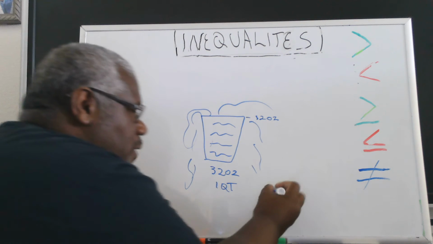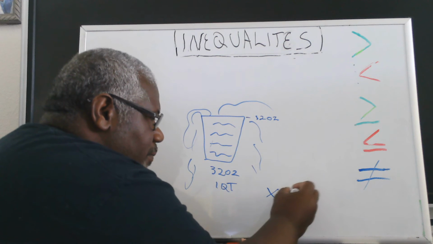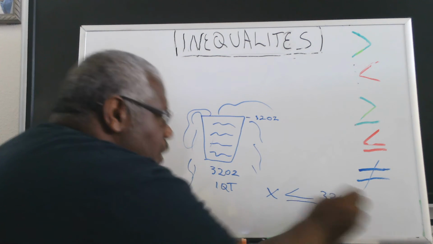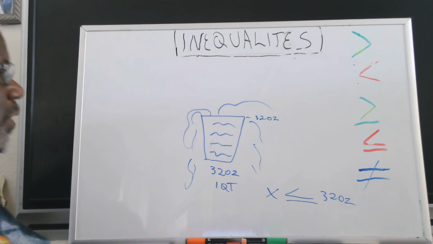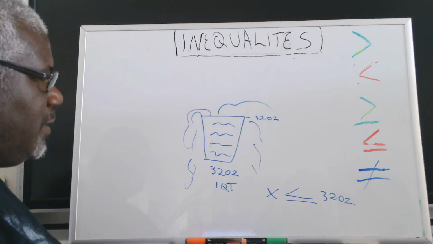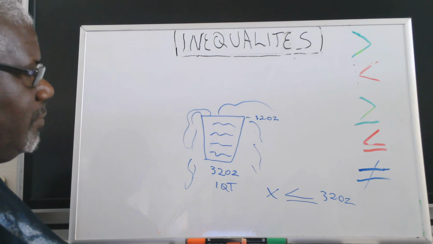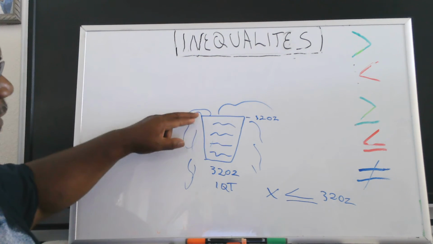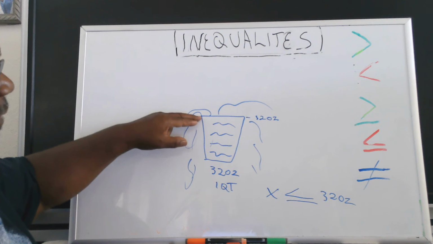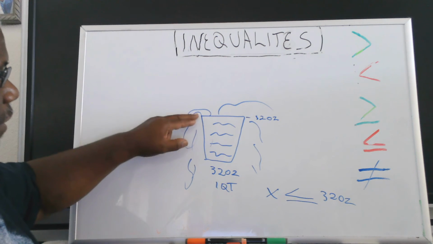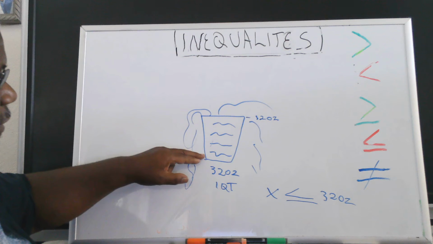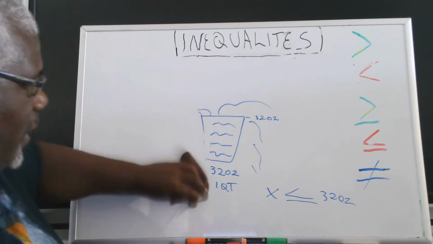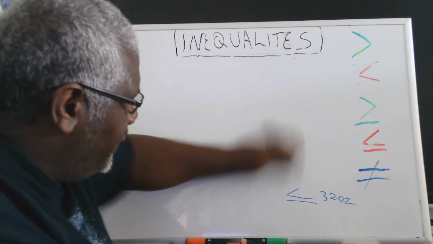So you would want to say, you do not want to exceed 32 ounces. X is less than 32 ounces, or equal to. This is equal to, this is less. You can say 32, 22, 12, 2, whatever, right? You don't want to go over that, otherwise you get into a world of problems.